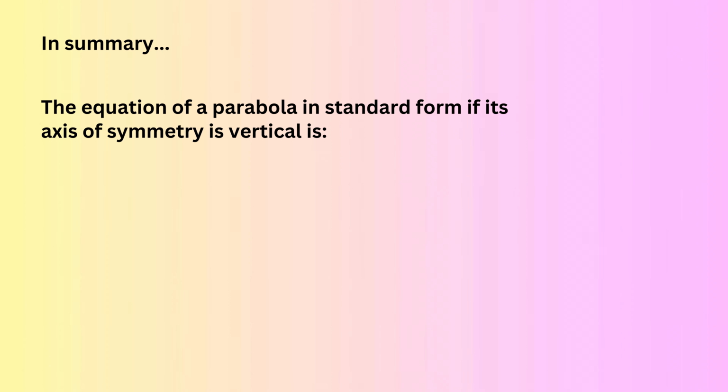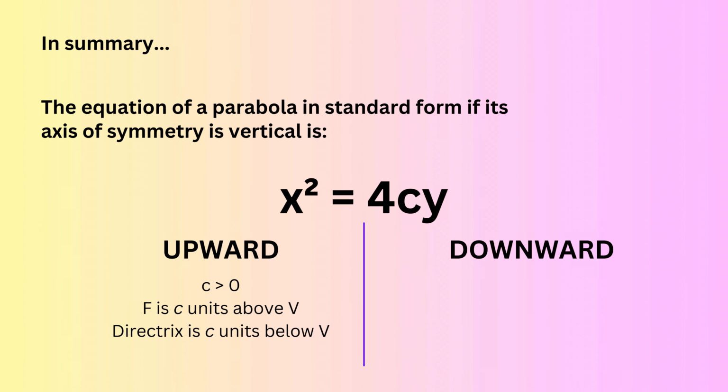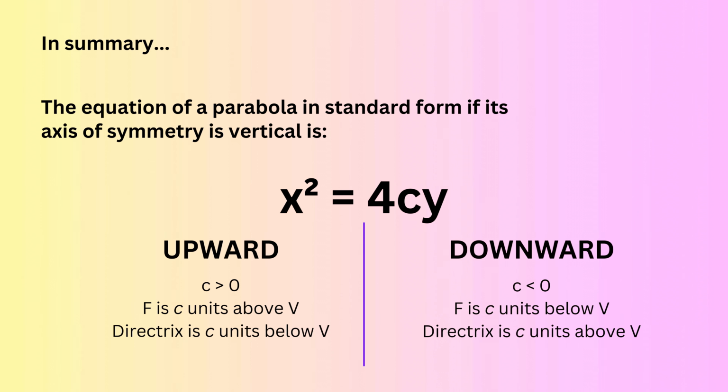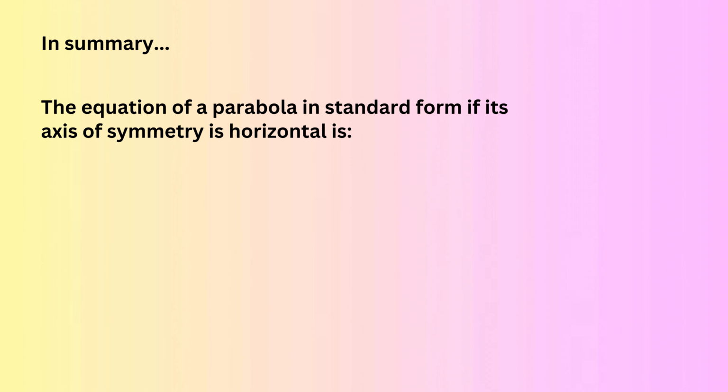In summary, the equation of a parabola in standard form, if its axis of symmetry is vertical, is x squared equals 4cy. If it opens upward, then c, our focal length, is positive. The focus is c units above the vertex, and the directrix is c units below the vertex. On the other hand, if the parabola opens downward, then c is negative. The focus is c units below the vertex, while the directrix is c units above the vertex.